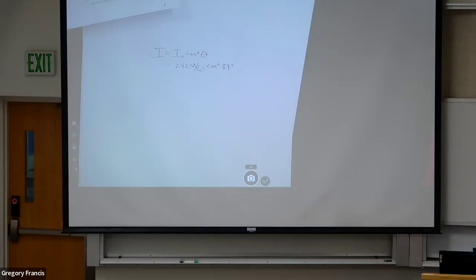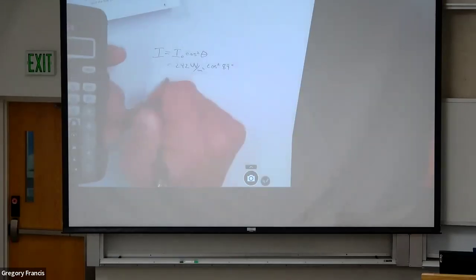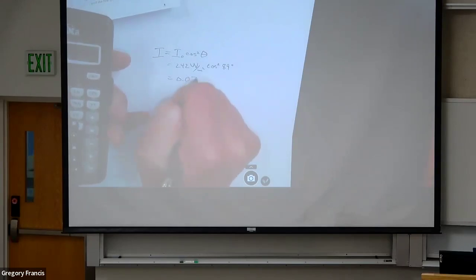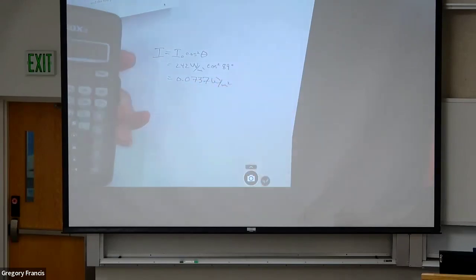So I'm going to type in, make sure that your calculator is on degrees. I've got it on rads here, so radians. So I'm going to change mine to degrees. No, that changes to grad. Now it's degrees. So I'm going to hit 89 cosine squared, and then that gives me 0.0003, and then I multiply by 242, and that gives me 0.0737 watts per meter squared.